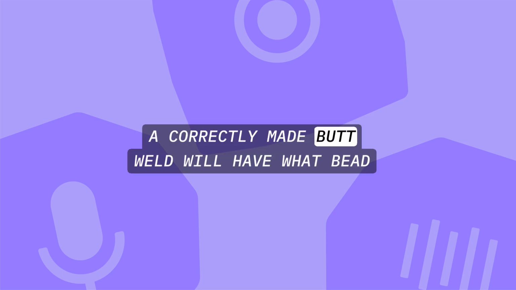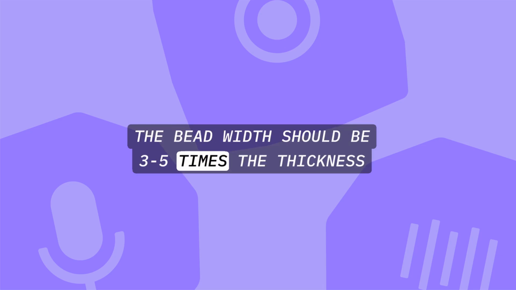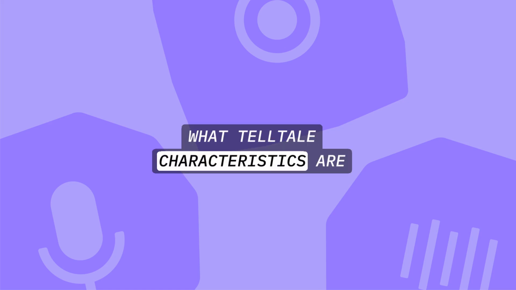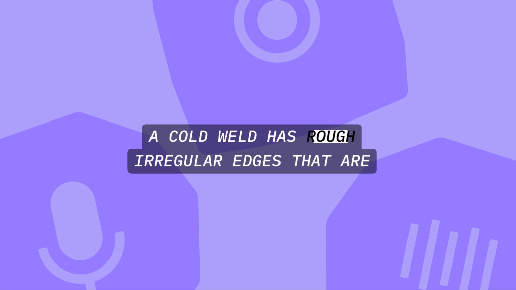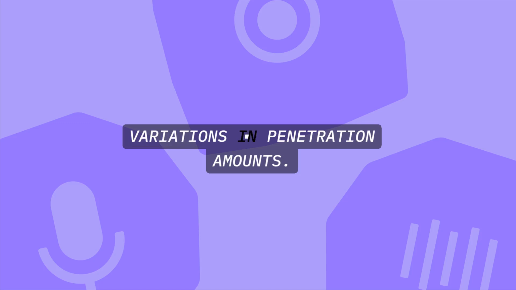A correctly made butt weld will have what bead width and how much penetration? The bead width should be 3 to 5 times the thickness of the base metal, and there should be 100% penetration. What telltale characteristics are evidence of a cold weld? A cold weld has rough, irregular edges that are not feathered into the base metal and has variations in penetration amounts.